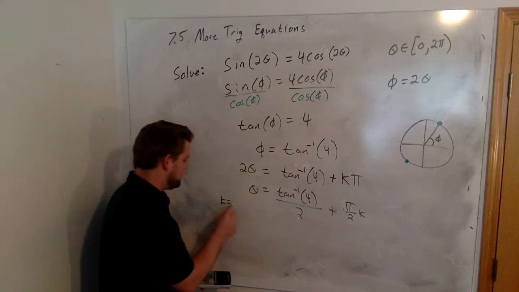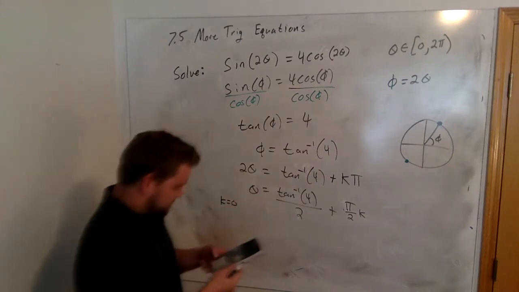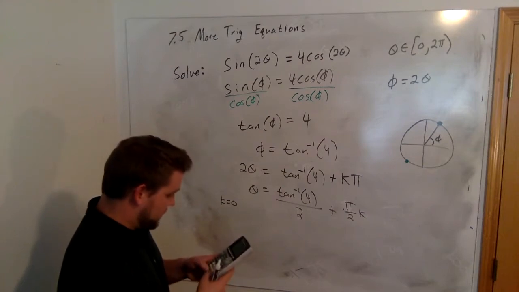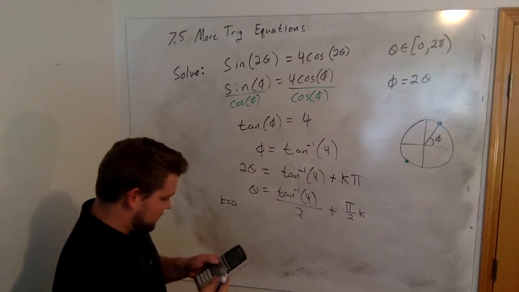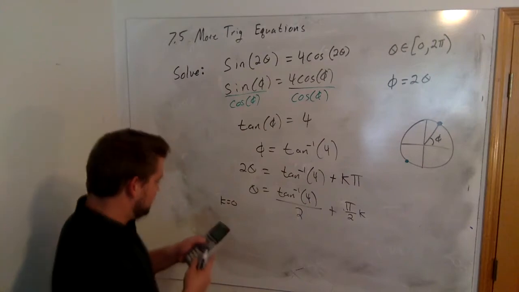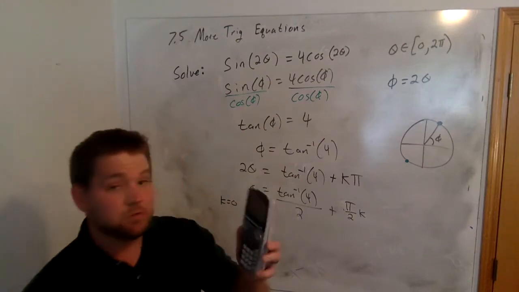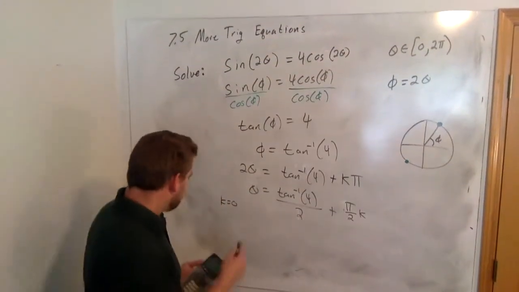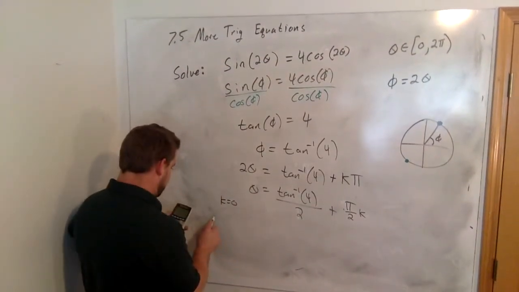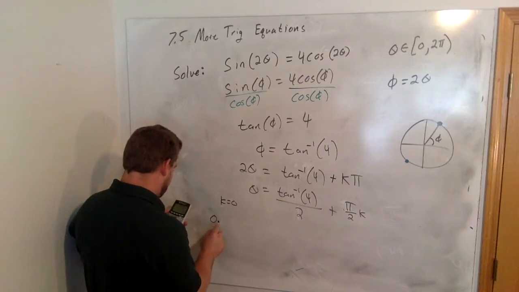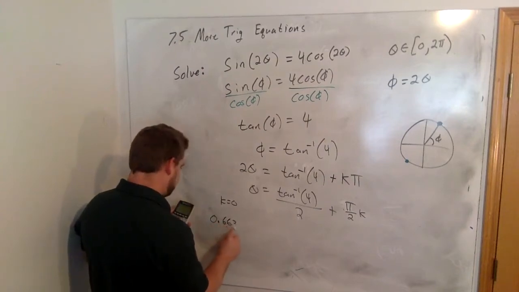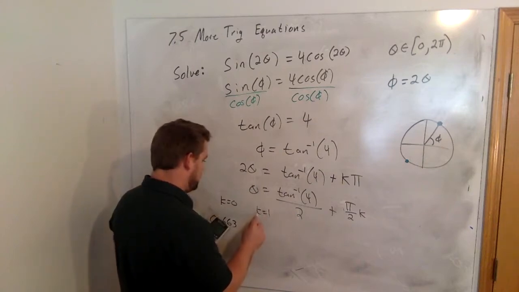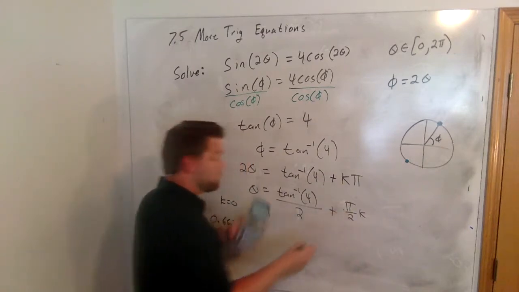So if k is equal to 0, I'm just going to type in tan inverse of 4 divided by 2, and just to let you know, I'm in radian mode. So tan inverse of 4 divided by 2, this will be what we get when k is equal to 0. So if we round to 3 decimal places, we'll get that theta could be 0.663. Okay. If k is 1, we would just add a pi over 2 to our answer.